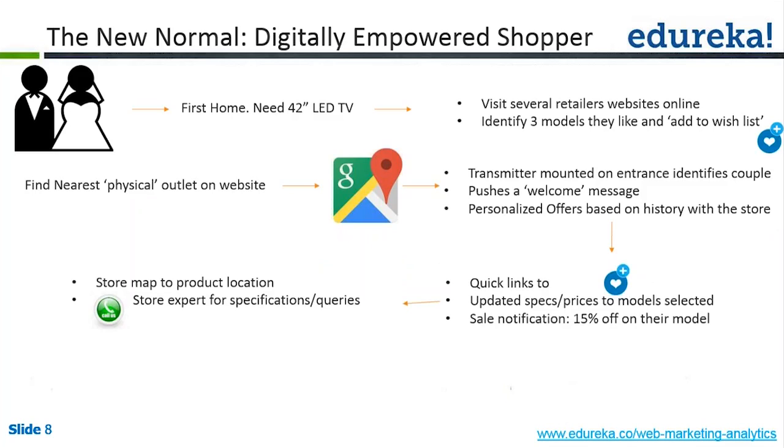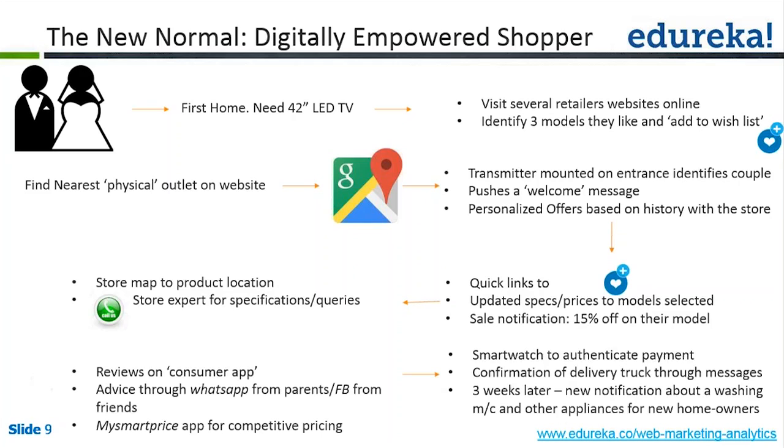They also send them the quick links to the models that they've shortlisted, and they get a notification that there is a 15% discount on one of the models that they really liked, right? So they're pretty happy. And so essentially they use the store map to identify where the product is located, and they have a chat with the store expert to make sure their queries are answered. They still are happy. So what do they do next?